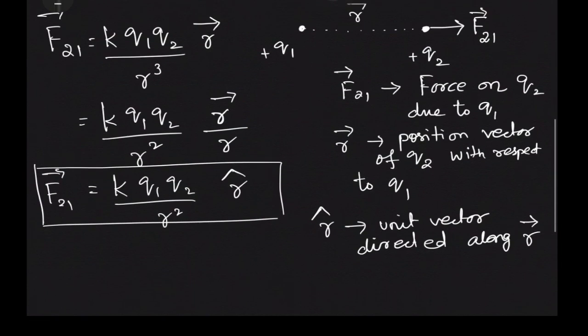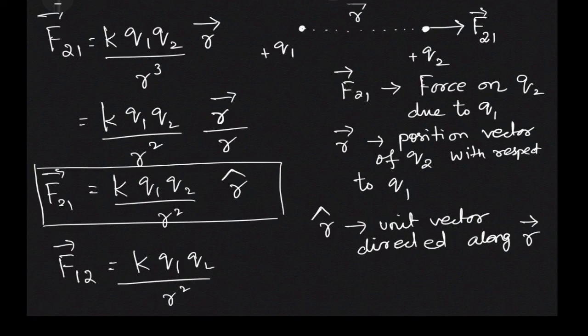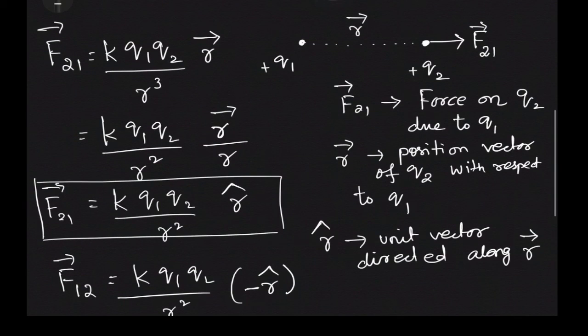Using this expression I can even write the force exerted on first charge due to second. The magnitude of charge will be same but the direction is going to be different, so that I can denote by this minus R cap. It's quite natural. If R cap is in this direction, then your minus R cap is going to be in the opposite direction, and that is true because force on first charge due to second will be in this direction, opposite to that of F21.